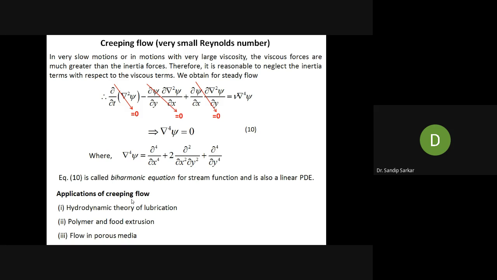Now there may be another situation which is called the creeping flow situation. That is how we can apply the stream function, because already we have seen we have applied the stream function velocity method when there is any type of flow situation, but there is a special type of flow which is called the creeping flow. I think everybody knows what is creeping flow.